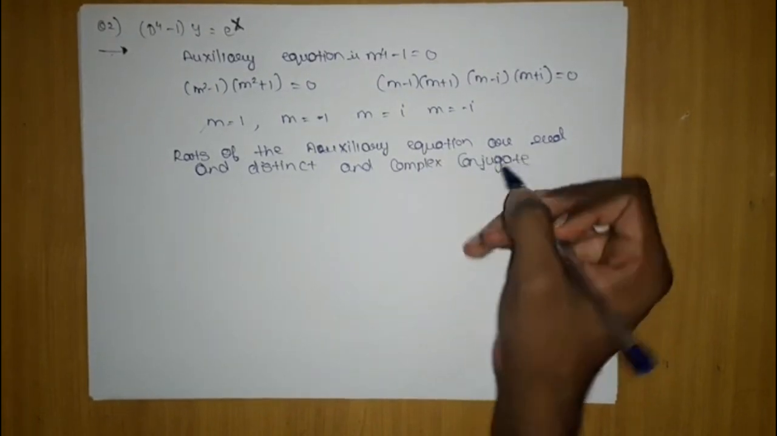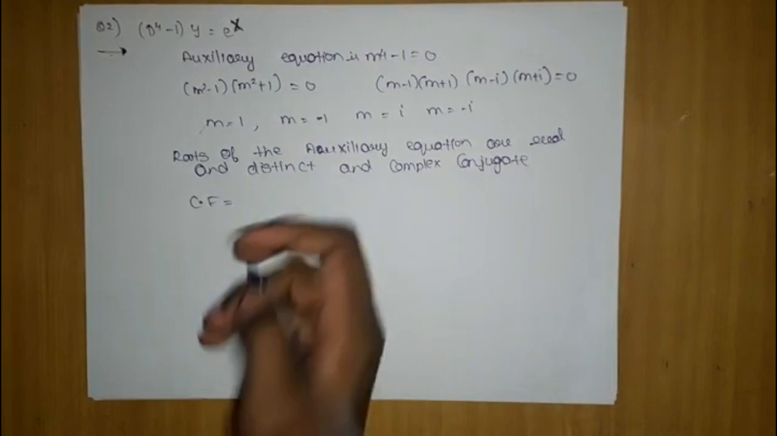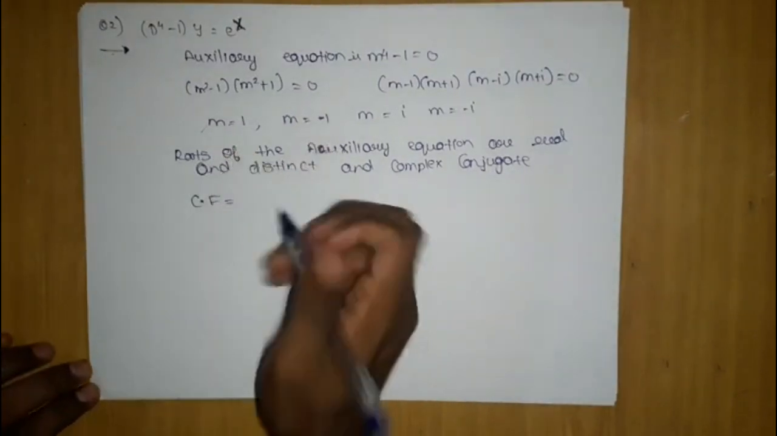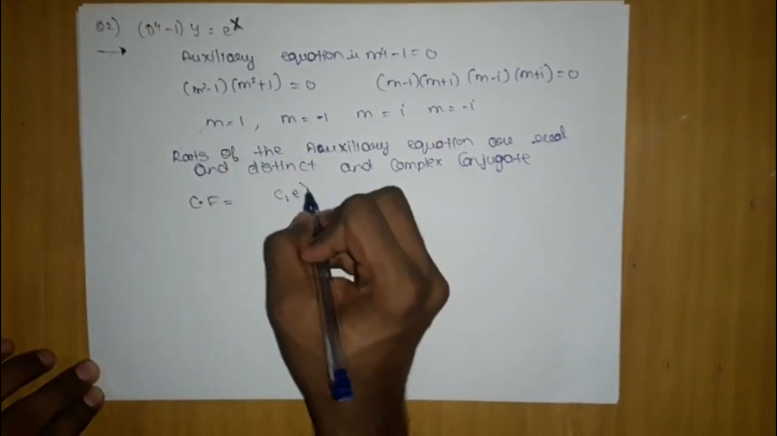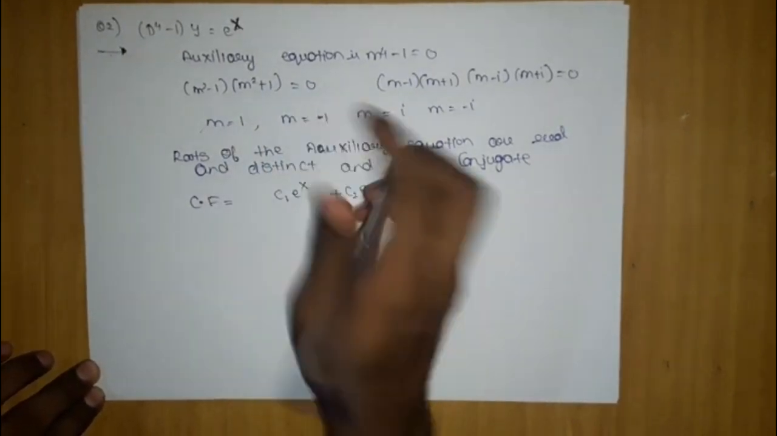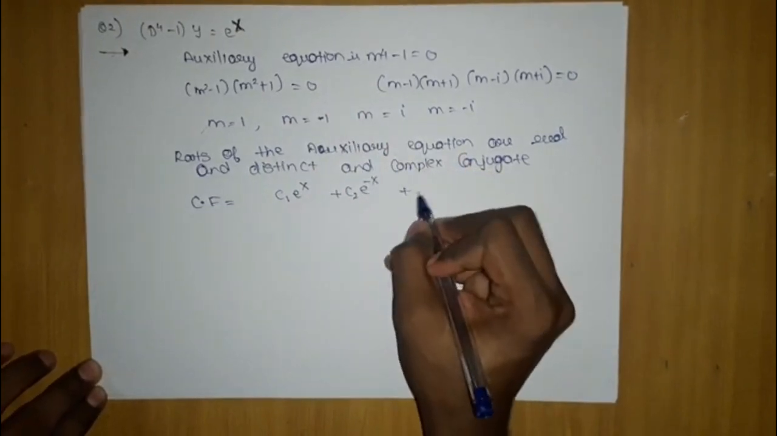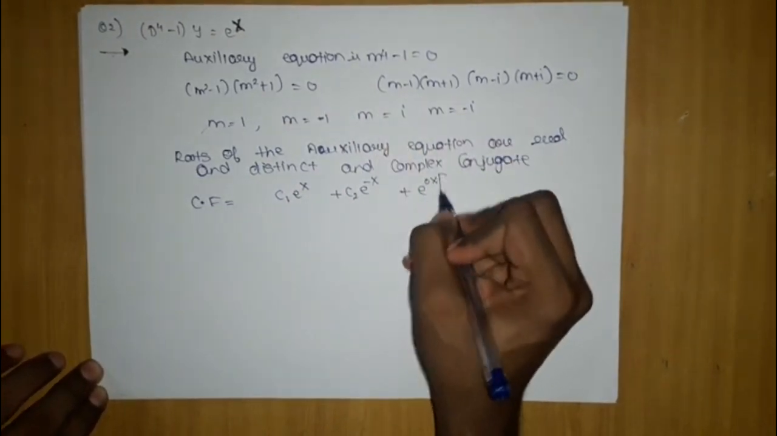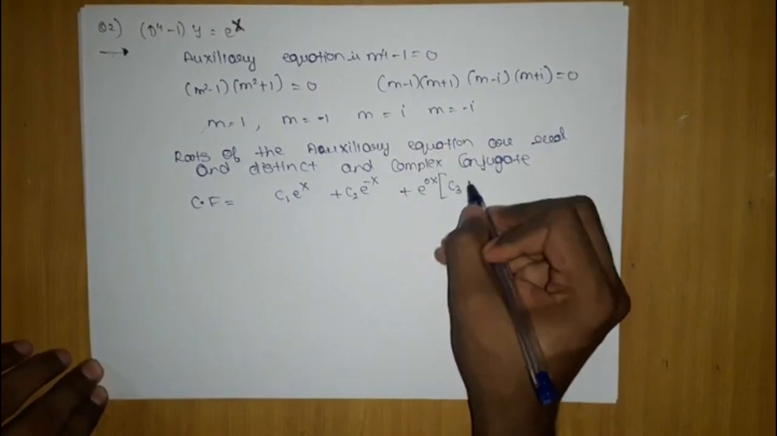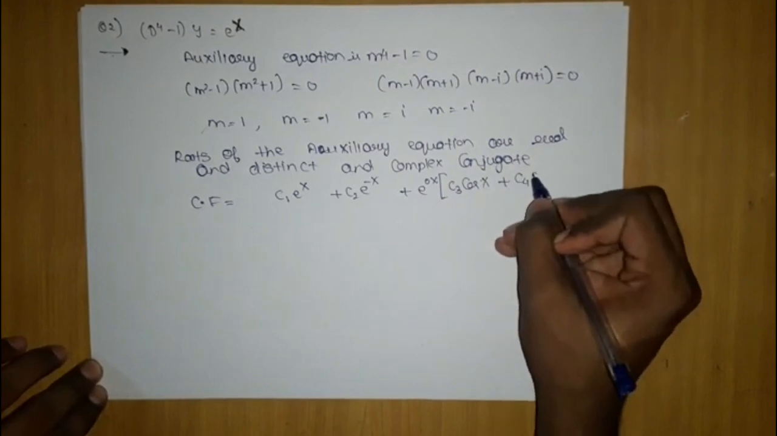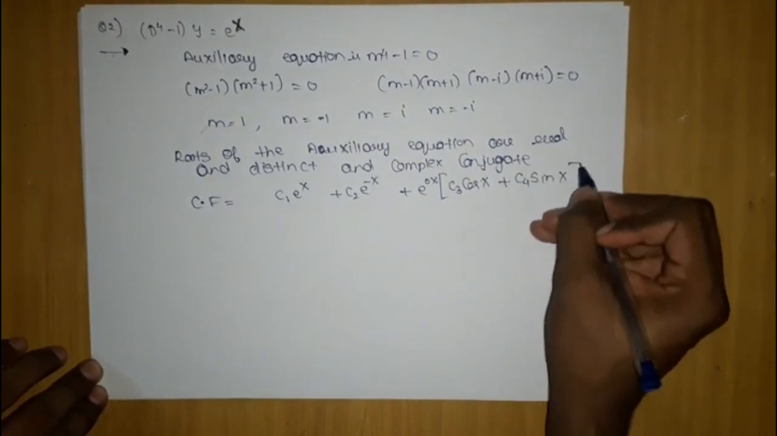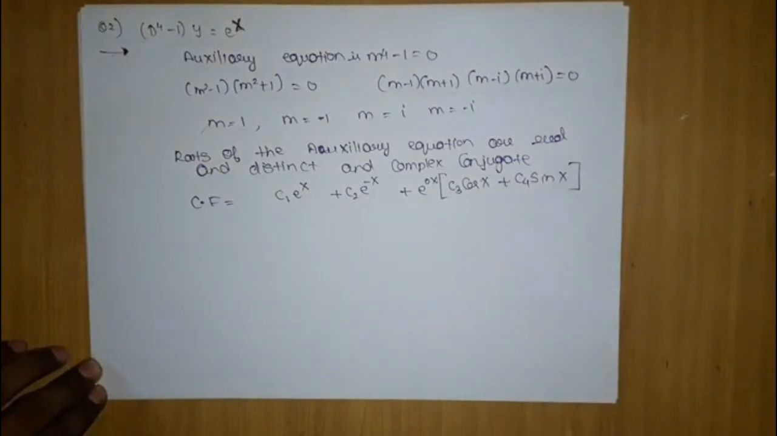After writing this, you can write the complementary function CF, which will be, first, since real and distinct have come, we are going to write it first: C1 e to the power m1x, which is x, plus C2 e to the power m2x, which is minus x, plus e to the power 0x times (C3 cos beta x, beta being 1, plus C4 sin x). So hope you have understood that beta will be the same in both sine and cos. So we got the complementary function.